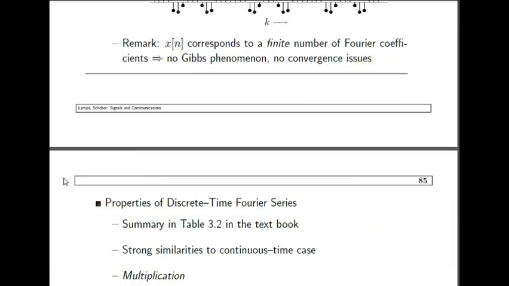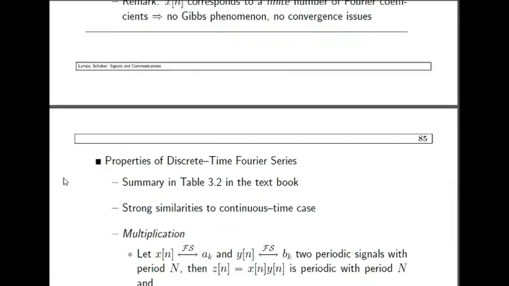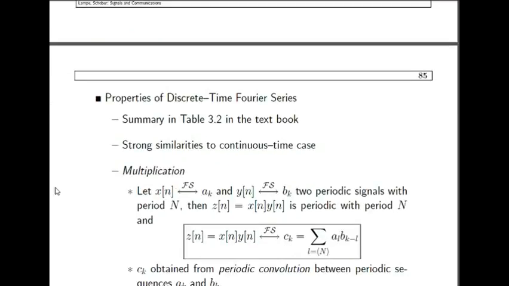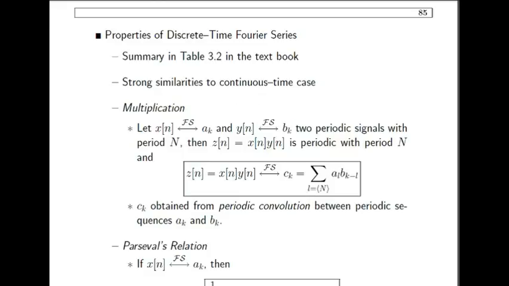So now let's see the properties of discrete time Fourier series. The summary table is given in the textbook, which is table 3.2, and it has similarities to the continuous time case in all the properties. There is just a difference between this and continuous time Fourier series representation in multiplication and Parseval relation. So now let's see the multiplication property. x of n has Fourier series a_k, y of n has b_k, and these are two periodic signals with period N.